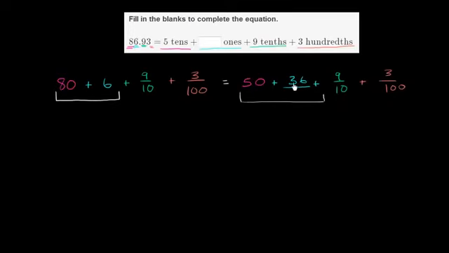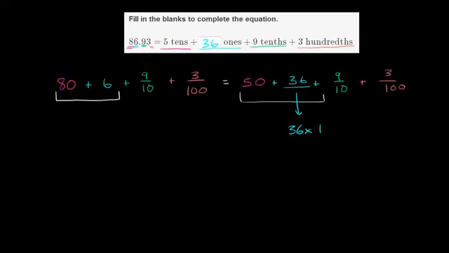Now you might be saying, hey, wait, you wrote 36 here. Does this literally mean 36 ones? And I will say yes, it literally represents 36 ones. You could literally view this as the same thing as 36 times 1. So we can fill in the blank here. 86.93 is equal to 5 tens plus 36 ones plus 9 tenths plus 3 hundredths. And I encourage you to add this up. You will get 86.93.